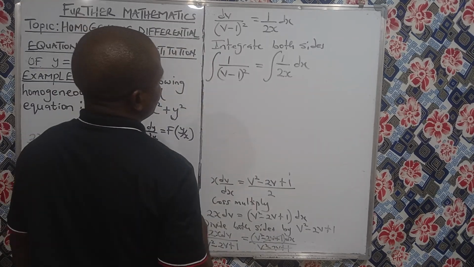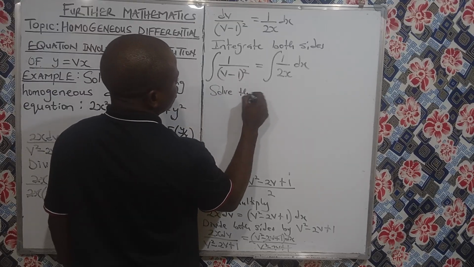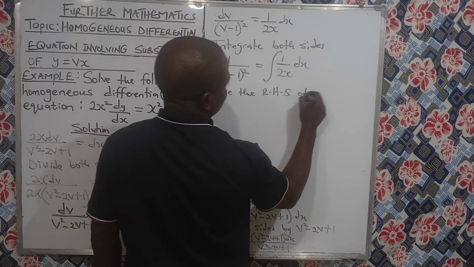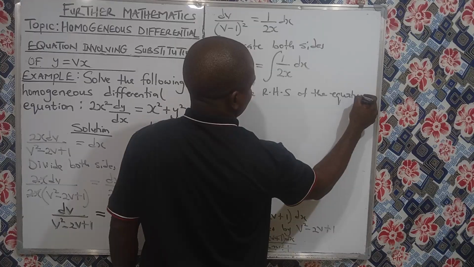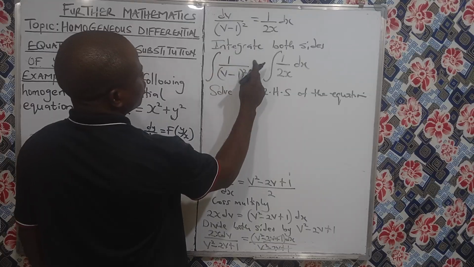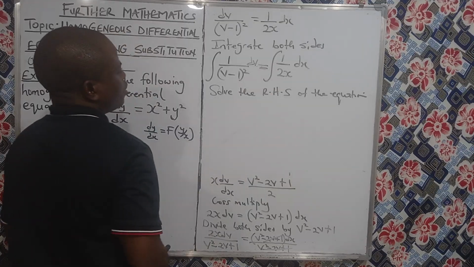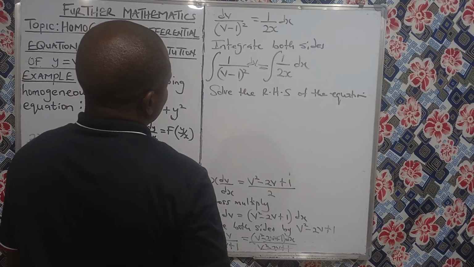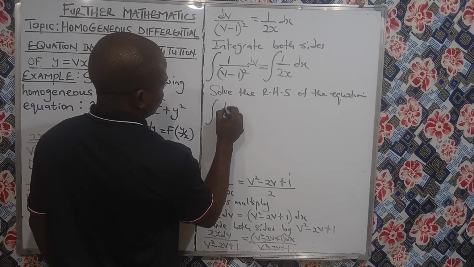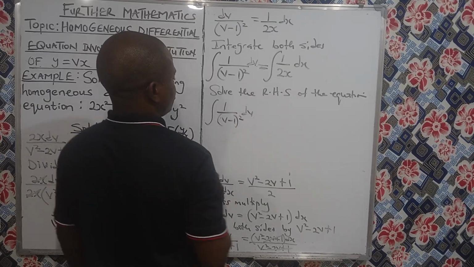From here, now let's solve the left hand side of the equation. Don't forget that we have a dv. Now write it as the integral of 1 over (v minus 1) squared dv.